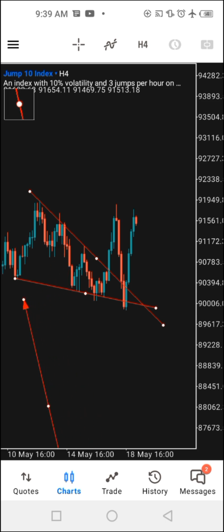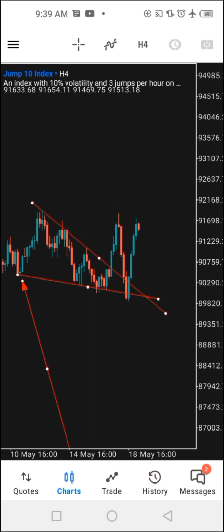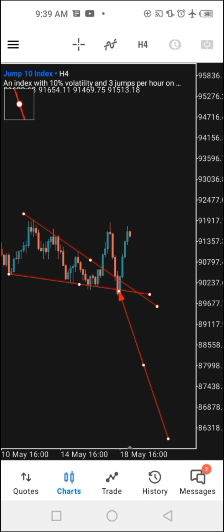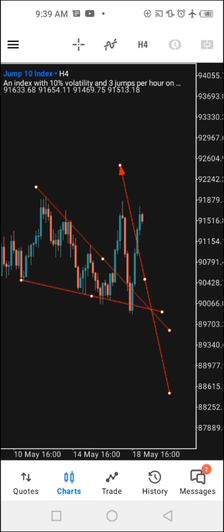The same thing applies here. This is the first touch, right? Second touch, third touch, now fourth touch, right? But I'm still looking at this thing. Price will go up. Price will go up, right? And then come down again. But before it will come down, it must have gone up. So this is how a pennant look like.